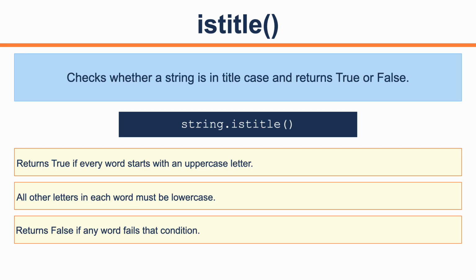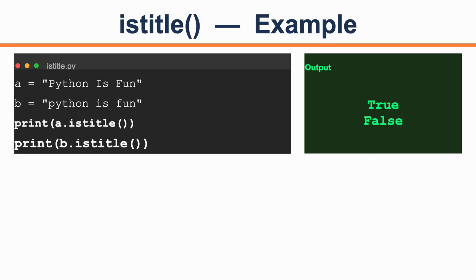The istitle method checks whether a string is in title case. It returns true if every word starts with an uppercase letter and all other letters are lowercase. It returns false otherwise. Here we check two strings using the istitle method. The first string is already in title case, so it returns true. The second string is not, so it returns false.